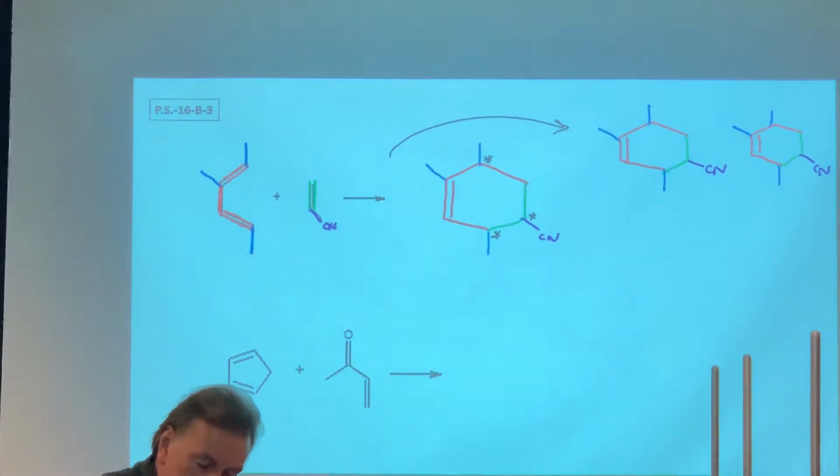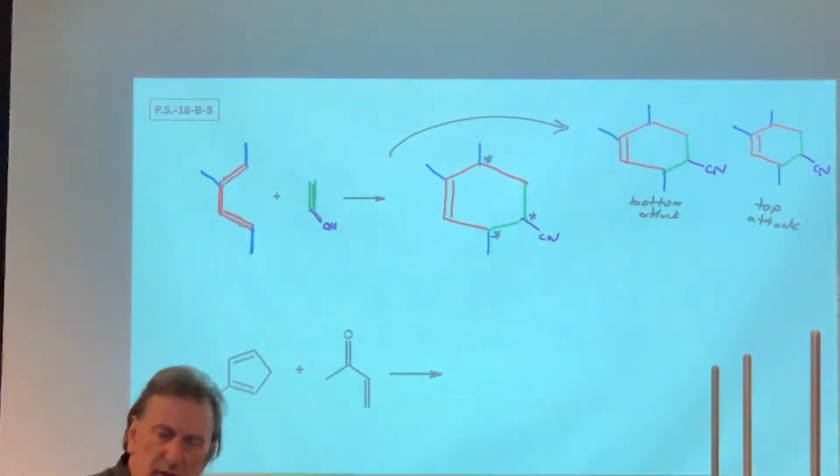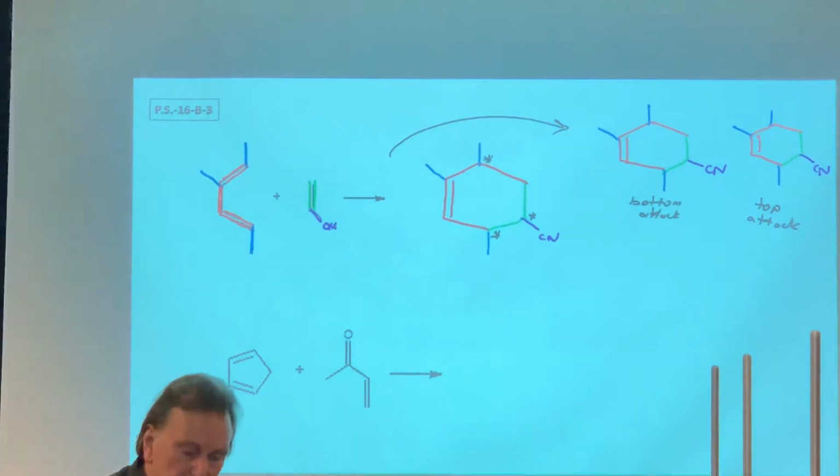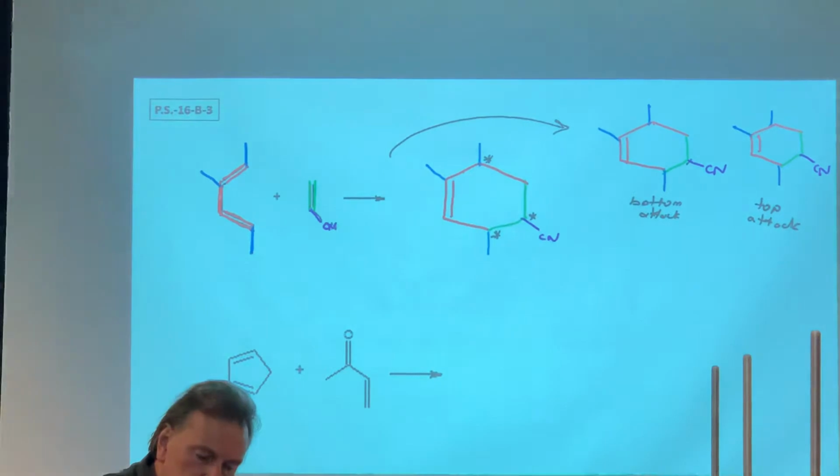Okay, and then we say bottom attack, but mean dienophile, right? And then top attack, right? So let's do the bottom attack because we do this extensively. What is the CN? Dash, yes. So that's a dash. And does this stay as it is? It does. Let's do the easy part. Attack from the bottom is going to be a dash.